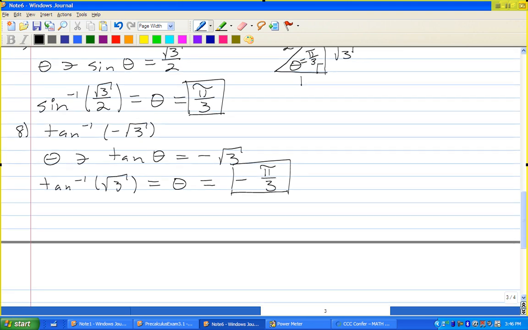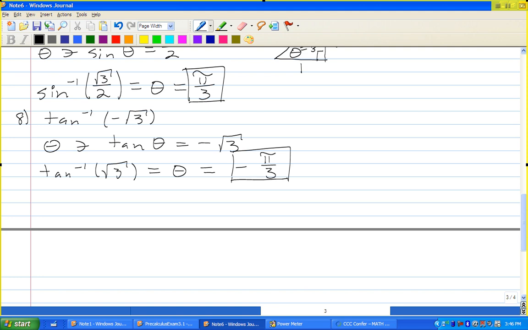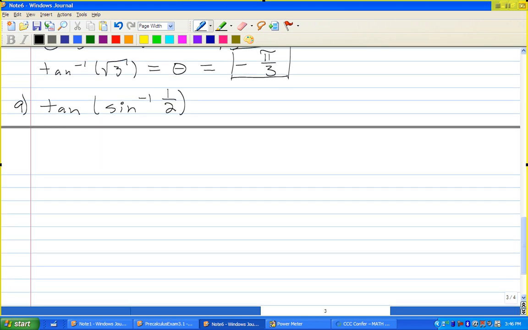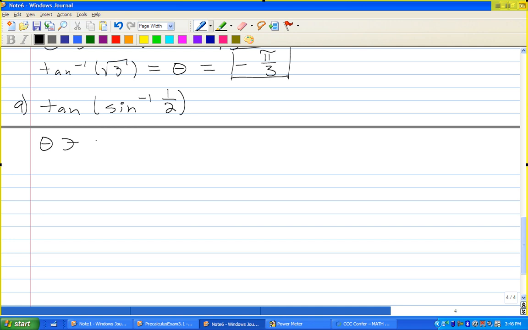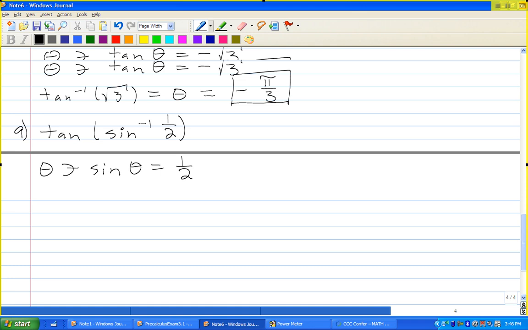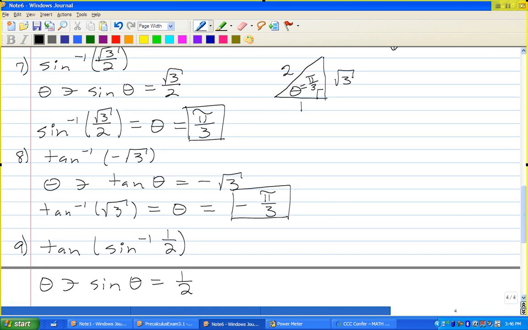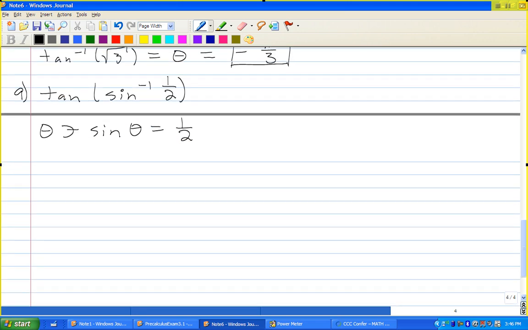9. Tangent of sine inverse of 1/2. So you want to determine theta such that sine of theta is 1/2. Well, again, if I look at this, well, maybe I'll draw this up here.